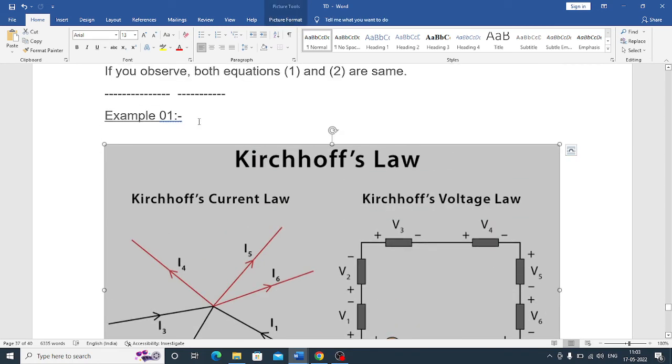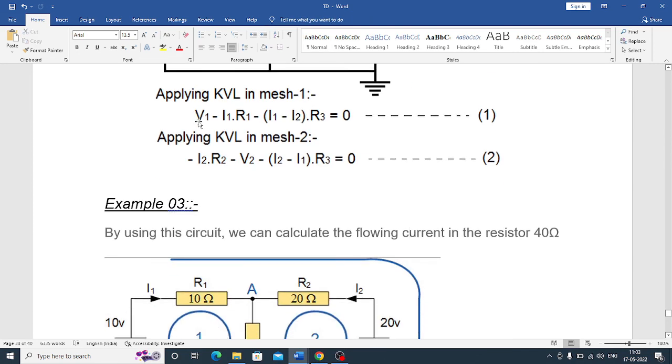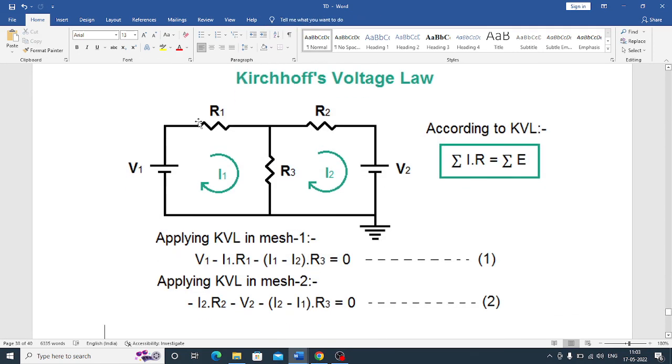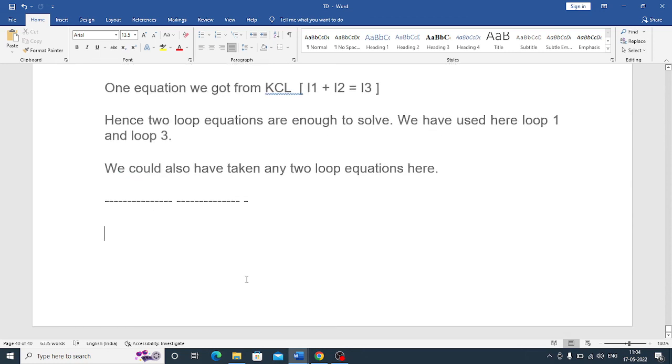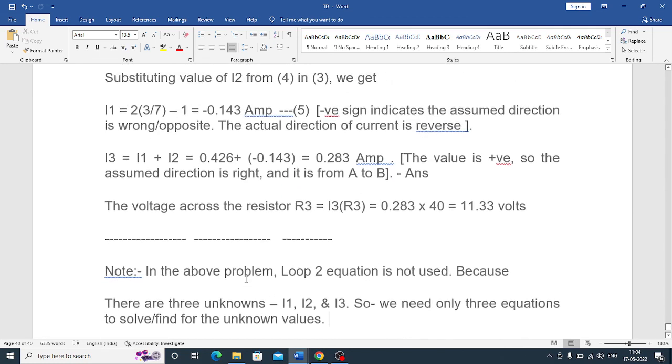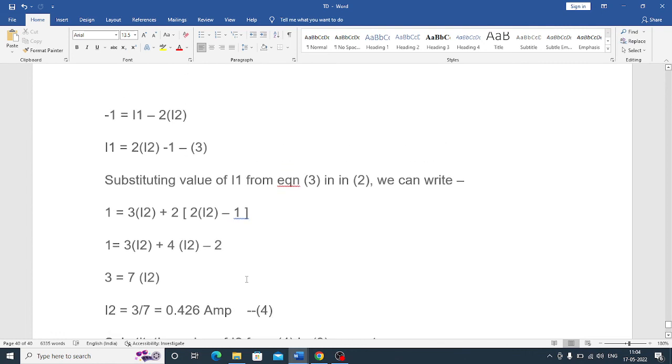So sample problems are given here. Kirchhoff's voltage law is also called Kirchhoff's mesh law. See, two loops are given here, this loop and another loop. You can have a third loop, the outer loop, V1, R1, R2, V2, like this. So examples are given here. Already problems are done in the class. If you want, we can do more problems in the class, or in the next class I will explain step by step each step of the problem.